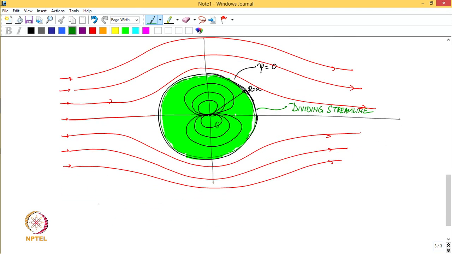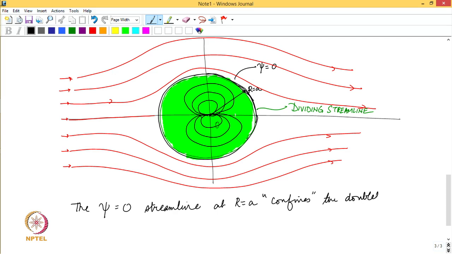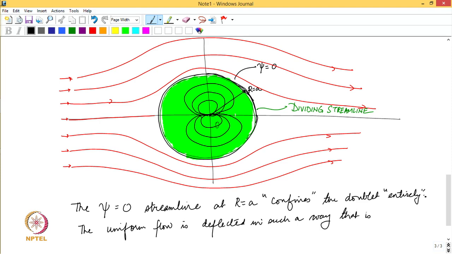So, note that now we can say that the psi equal to 0 streamline, which is at a distance r equal to a, confines the doublet entirely within this circle, and the uniform flow is deflected in such a way that it is entirely outside r equal to a.